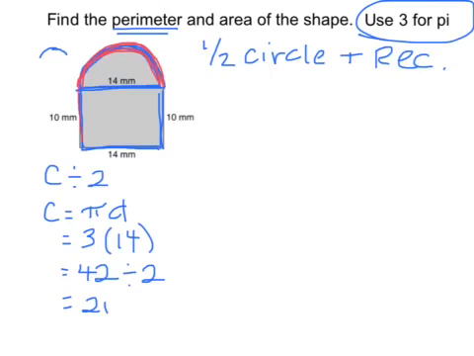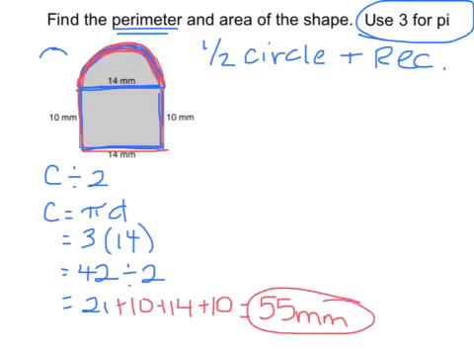Now I'm going to add 10 plus 14 plus 10 to that number, which equals 55. So 55 millimeters is the full perimeter of that shape. Notice I did not add this side right here. And the reason why I did not add this 14 is, remember, perimeter means the distance around the shape. So that's what I was looking for there, the distance around the shape.